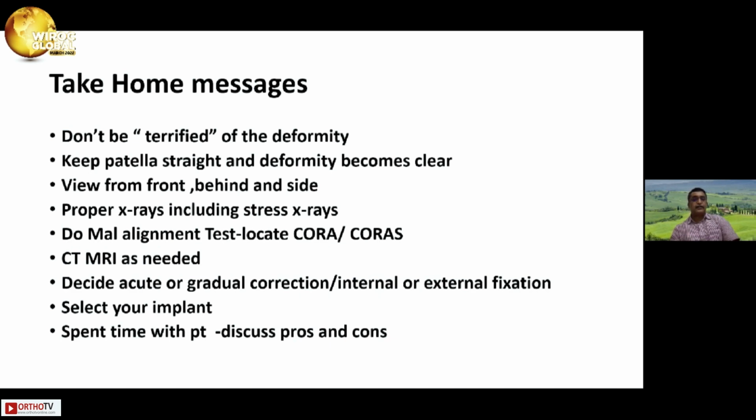Now, don't be terrified of a grotesque deformity. Keep the patella straight and the deformity becomes clear. Clinically examine the patient, proper X-rays, do malalignment tests, locate the CORA and CORAs, CT, MRI if needed. Decide what your correction is going to be, acute or gradual, internal or external fixation. Decide your implant. Again, the most important thing, spend time with the patient and the parents, discuss pros and cons.